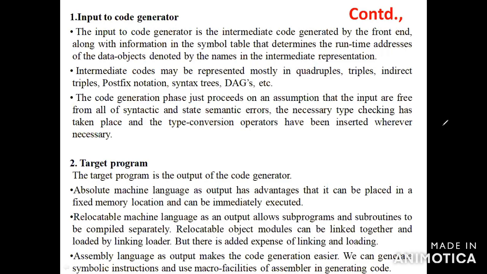After the front end of the compiler, all the symbol table information is used to determine the runtime address of the data objects. These data objects are denoted by names in the intermediate representation. What types of intermediate representation are there? Three address code, quadruple, postfix notation, then the graphical representation of syntax tree and DAG. These are all intermediate representations.